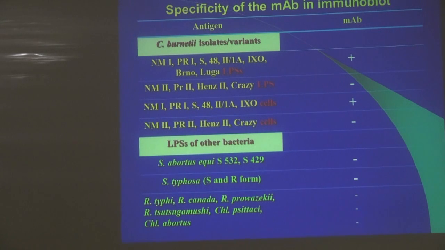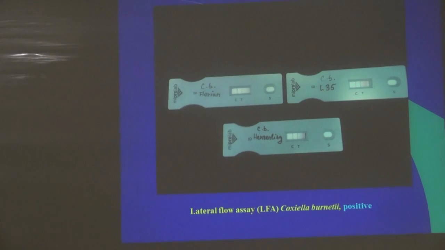And again, the same story was with immunoblot, so I'm not going to repeat this. This was the same. Actually, the ELISA result was confirmed by immunoblot. And now we developed this work further, and we used this monoclonal antibody in a lateral flow assay to detect Coxiella burnetii very quickly.